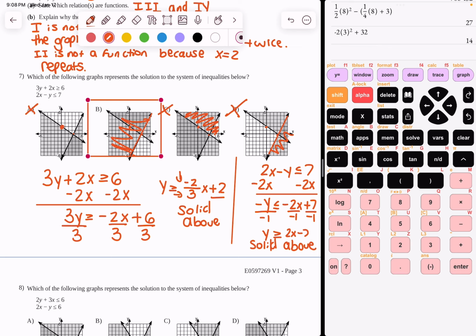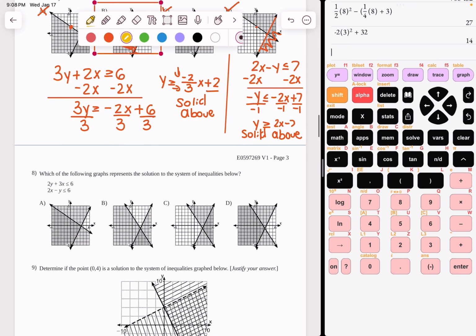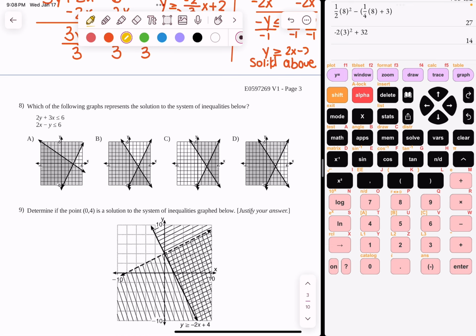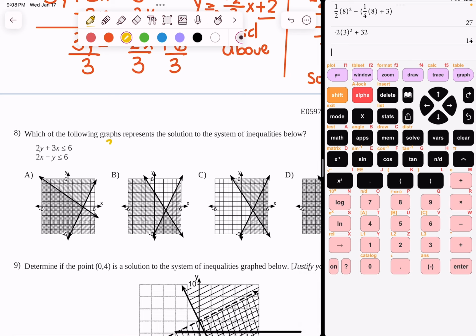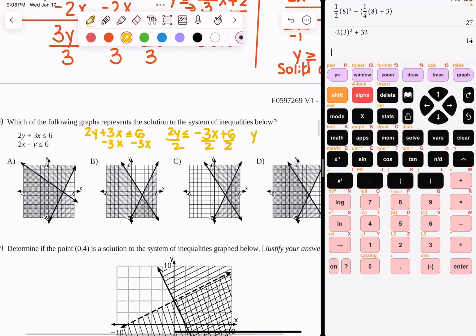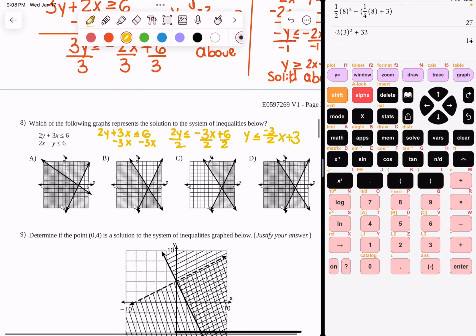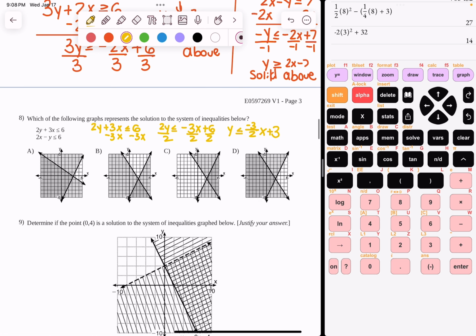All right. Let's look at this next one. Which of the following graphs represents the system of equations below? All right. Let's look at the first one. 2y plus 3x is less than or equal to 6. Minus 3x. We get 2y is less than or equal to negative 3x plus 6. Divide by 2. And we get y is less than or equal to negative 3 over 2 x plus 3. That's an equal to line, so we would have solid.